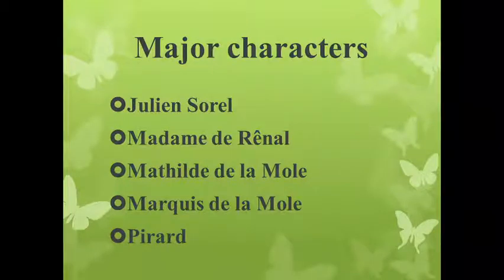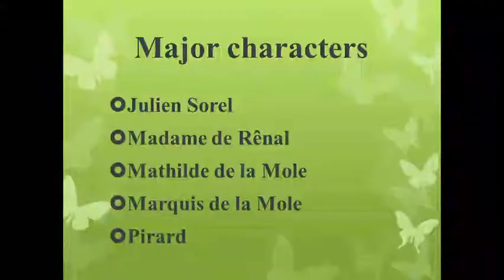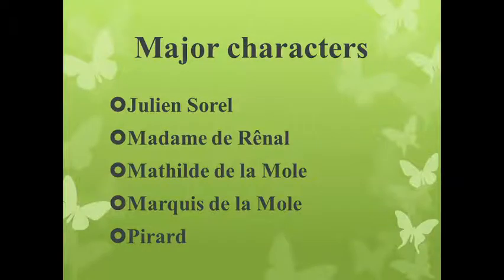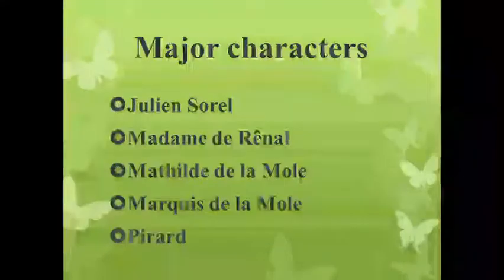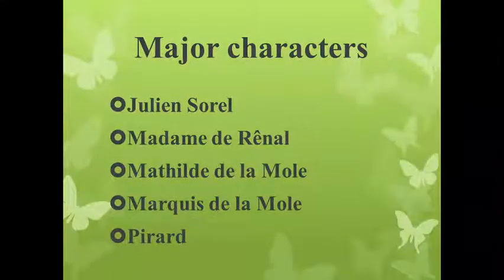And the last character is Pirard. Once Julien goes into exile on the heels of yet another illicit romantic entanglement, he meets the director of a seminary in Besançon. And Pirard is something of an outsider and misfit himself, a Jansenist among Jesuits. After providing an emotional shelter for Julien in his time of need, Pirard is forced to leave the seminary and becomes the person who recommends Julien as private secretary to Marquis de la Mole.